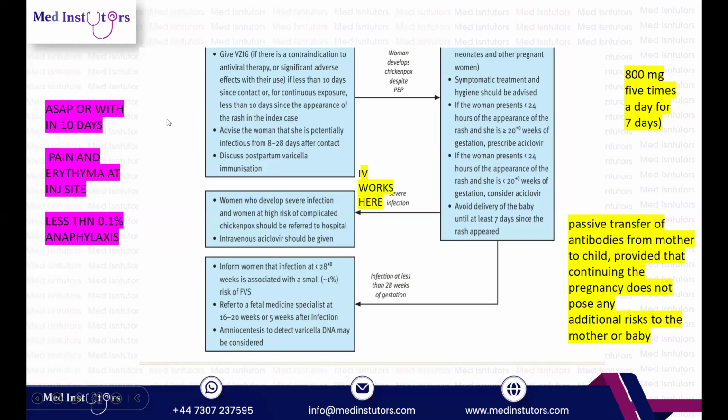Is that clear? Even if she is immune of what? Can you please clear this?